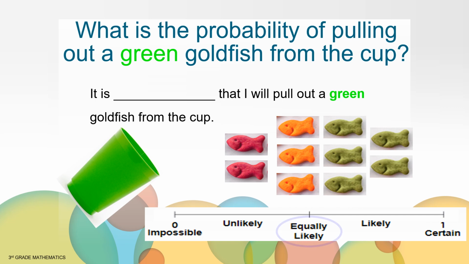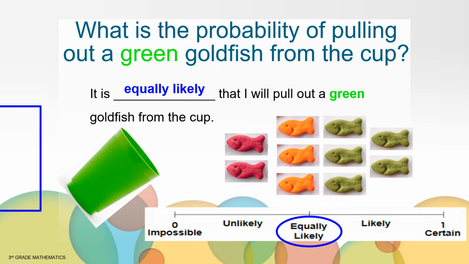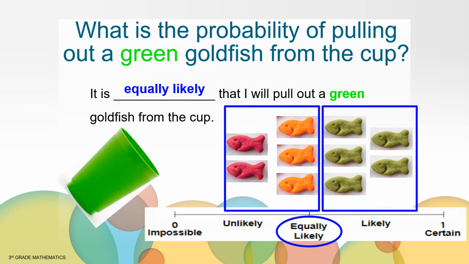Did you say it is equally likely for me to pull a green goldfish as not a green goldfish? How do you know that it's equally likely? You may have said that it is equally likely because there are 5 green goldfish and 5 not green goldfish. There's the same number of goldfish that are green as are not green, so it's equally likely that I would pull a green one.